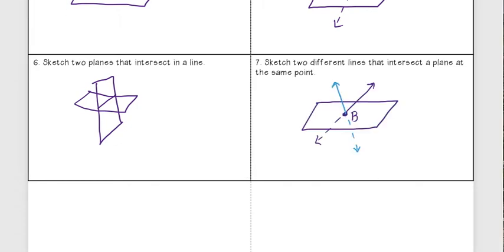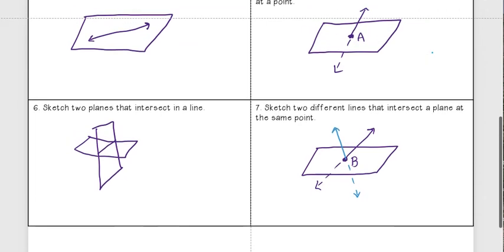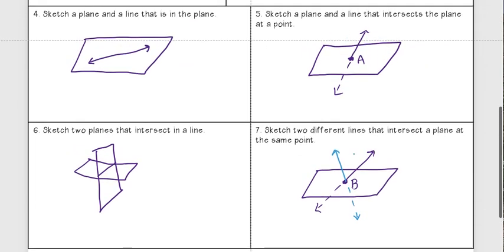Okay, so your intersection should look something like that. So this one said to sketch 2 different lines that intersect a plane at the same point. So it's really similar to what we did in number 5. So I have my plane, this time I called my point B, and I had a line that goes through it, but now I just needed another line that goes through that same exact point. So it kind of made an X.